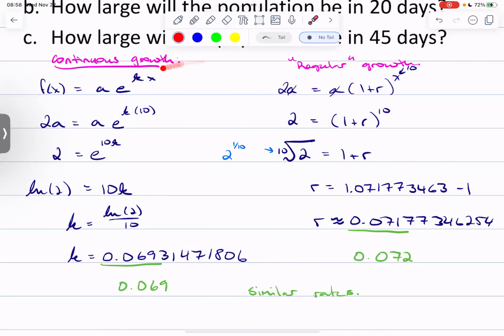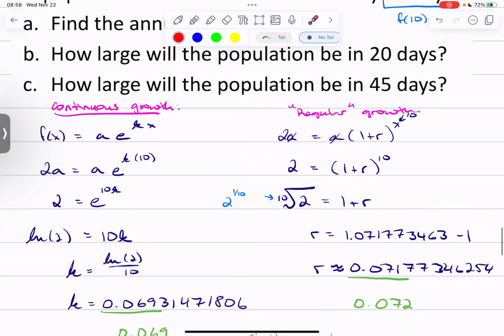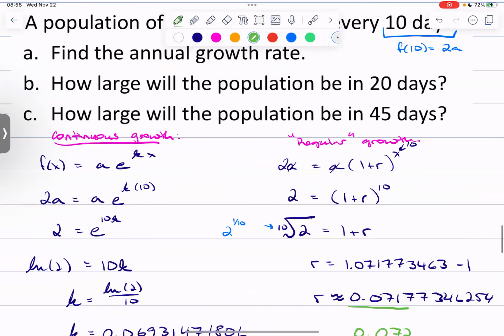This is a good question, if I make you do it both ways. Too many skills in one question? Too many, or just enough. That was A.